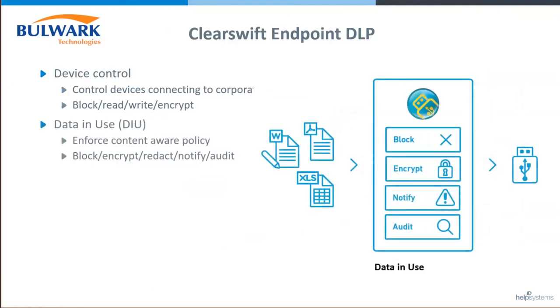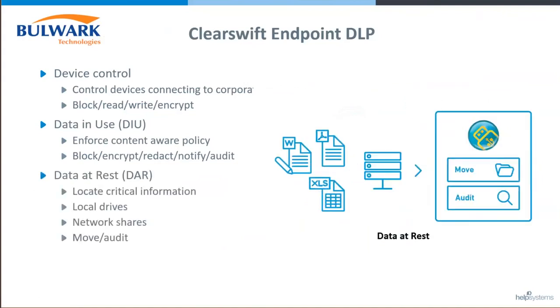We can also look at the data in use. So if people are copying files off to external media, like a USB drive, we can block, we can report, we can notify, we can encrypt, and again, we can perform the redaction within here. If they're copying files off to a network share, we have the same controls here, so you can make sure that somebody isn't putting data into the wrong area of the network.